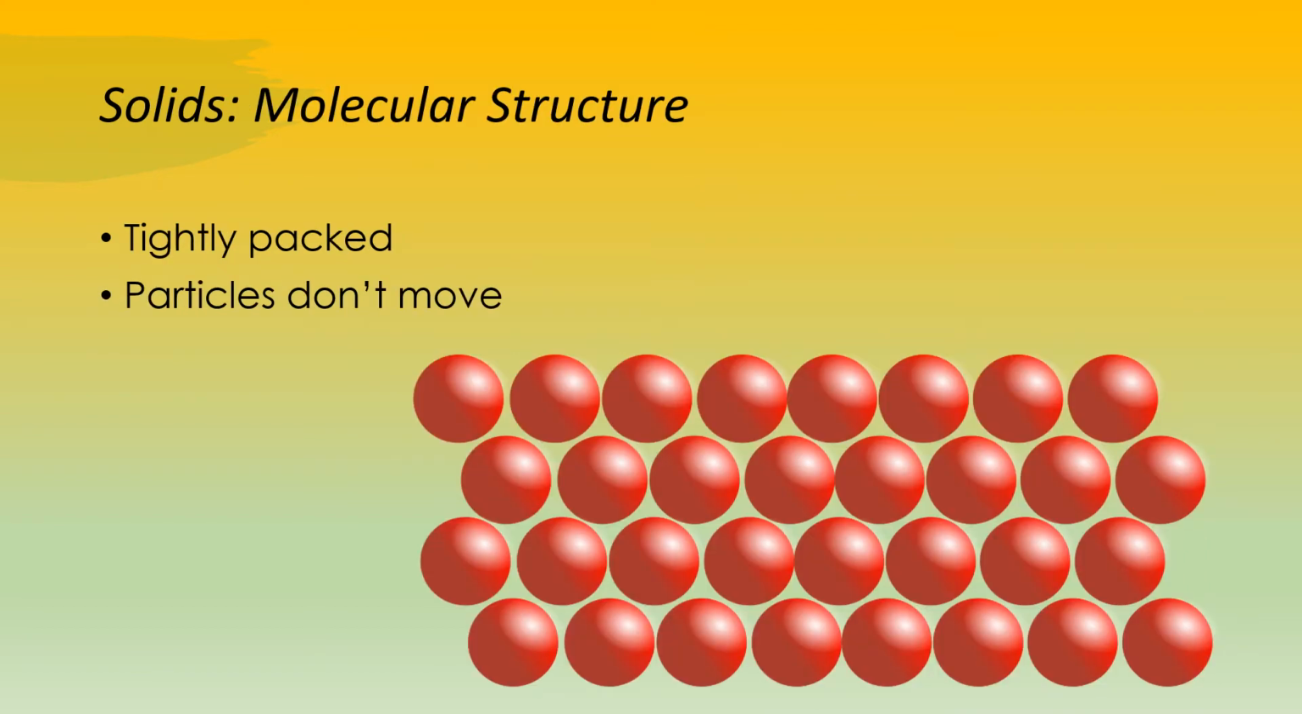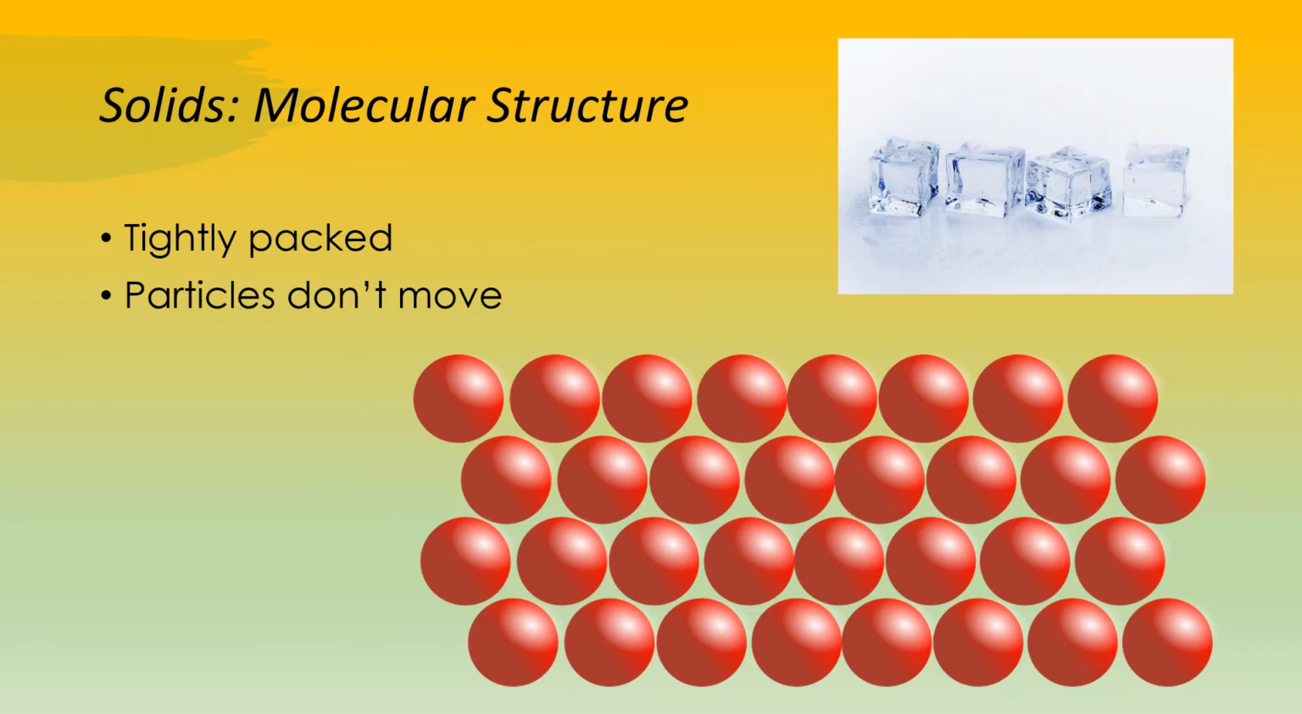Now, we can look at a solid, so what we talked about earlier are ice cubes, and we know that it's a solid when we look at the particles or the molecules because they're really closely packed together. So those particles aren't going to be able to move around because they're so close together. That's how we know this is a solid.